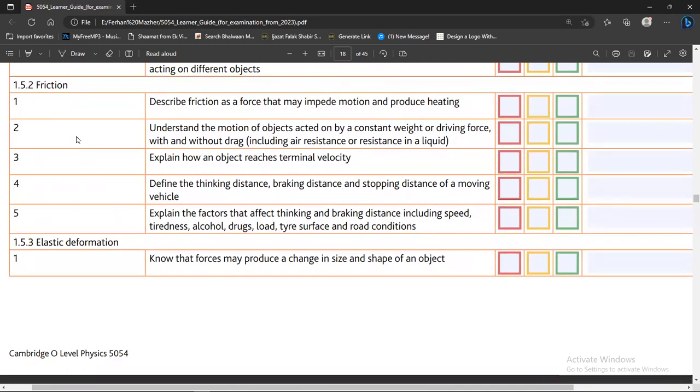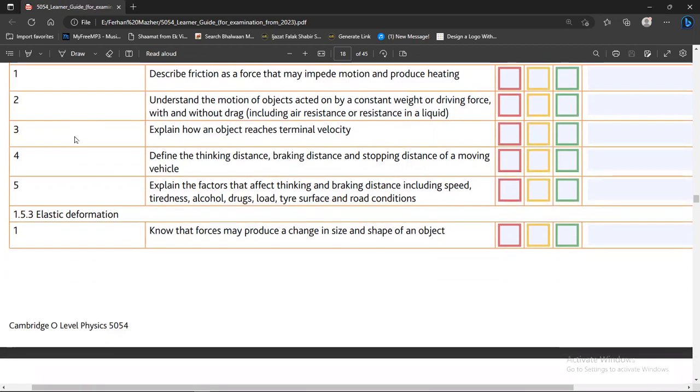Define the thinking distance, braking distance, and stopping distance of a moving vehicle. Explain the factors that affect thinking and braking distance, including speed, tiredness, alcohol, drugs, load, tire surface, and road conditions.